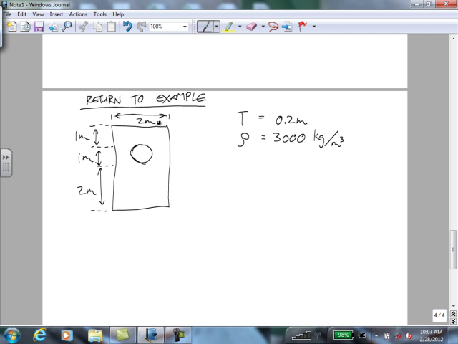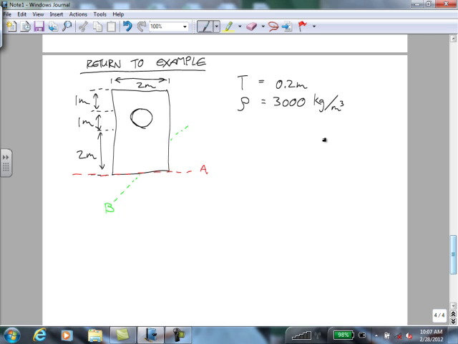And we were given the density and the thickness. The thickness is 0.2 meters. The density is 3,000 kilograms per cubic meter. And we were given two axes. One was this one, that's the axis A. And then the other one comes out this way. That's the axis B. Okay.